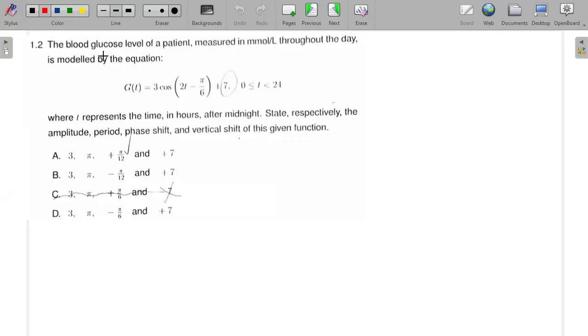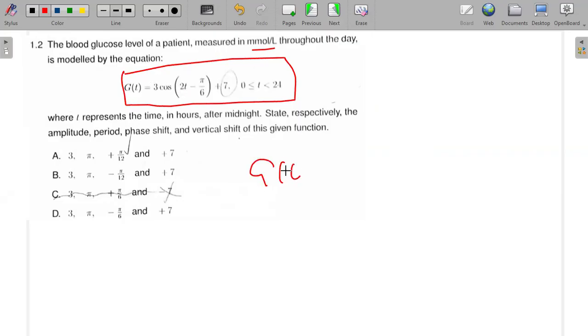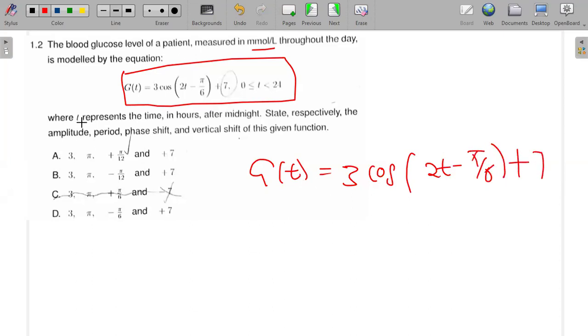Question 2. They're saying the blood glucose level of a patient, measured in millimoles per liter throughout the day, is modeled by this equation. The equation is G(t) = 3 cos(2t − pi/6) + 7, where t represents the time in hours after midnight. The question is to state, respectively, the amplitude, the period, the phase shift, and the vertical shift.